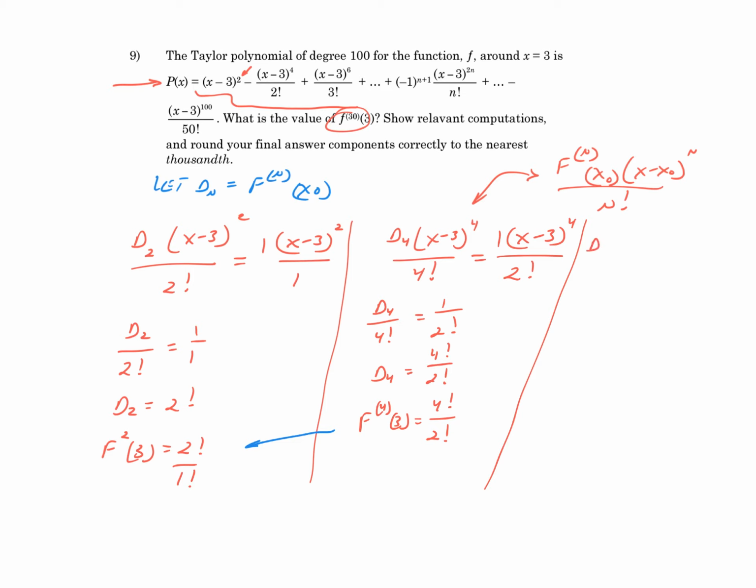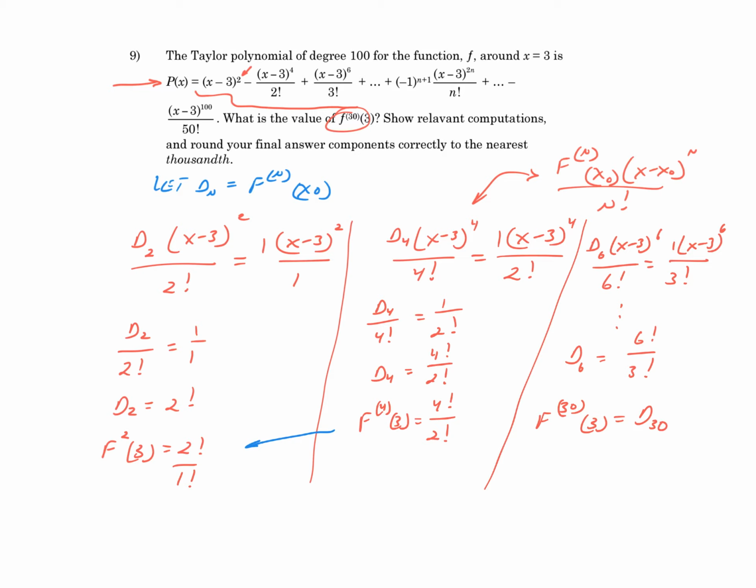So d sub 6, x minus 3 to the sixth over 6 factorial equals what we're given, which is 1 over 3 factorial. So d sub 6 is going to equal 6 factorial over 3 factorial, and I think I'm ready to draw a conclusion. So the 30th derivative at 3 would equal d sub 30 in our little notation thing that I made up.